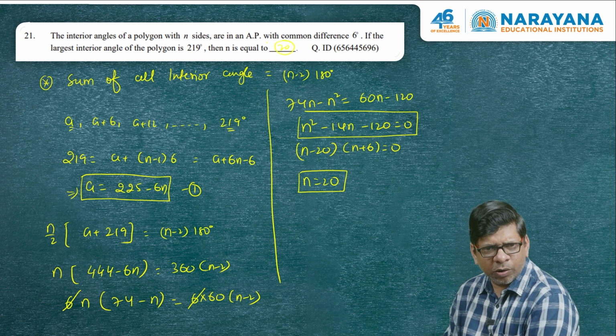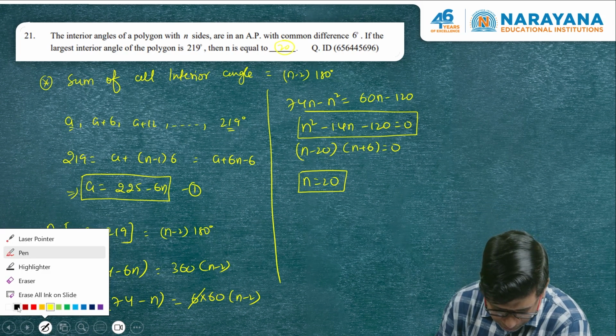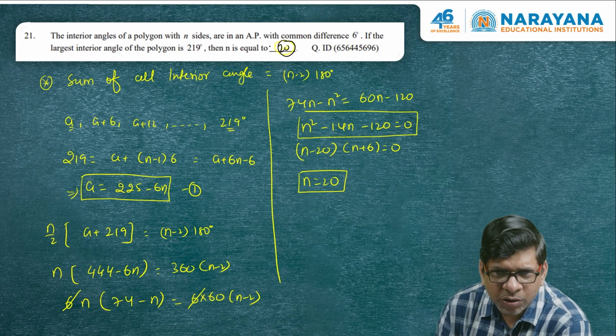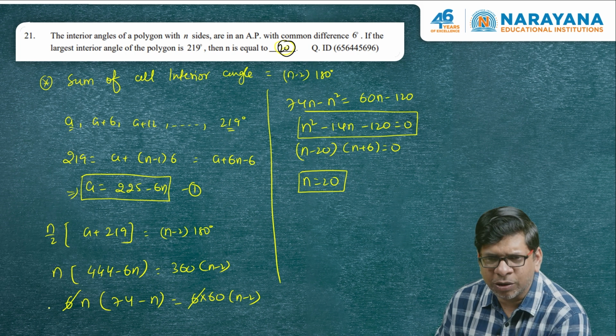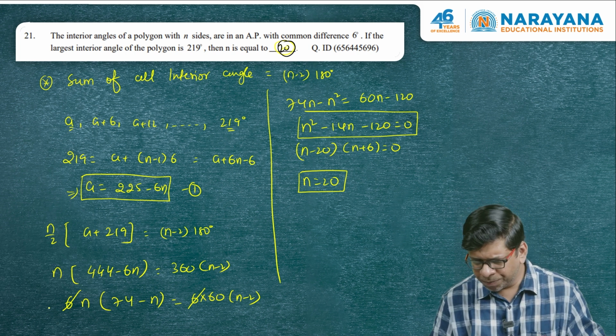So, a solvable question? Yes, solvable. But you must remember the result. Which result? You should remember the sum of all the interior angles of a polygon, n minus 2 times 180 degrees. Okay, next question.